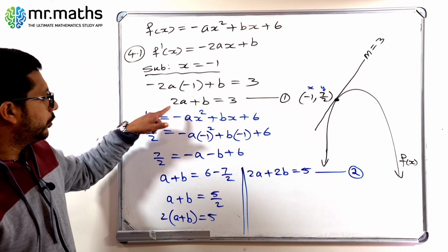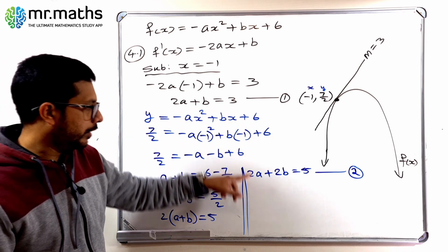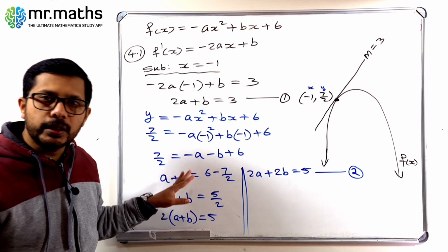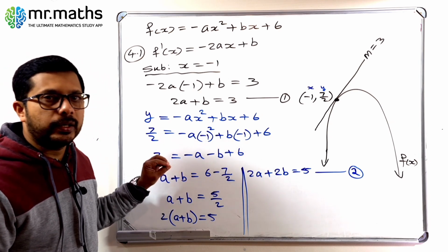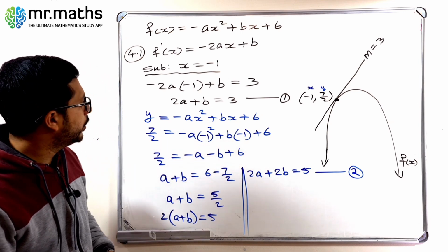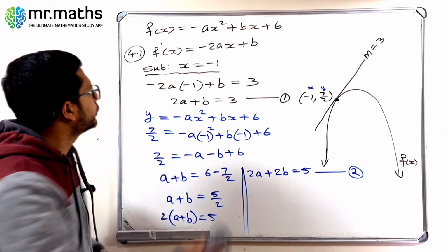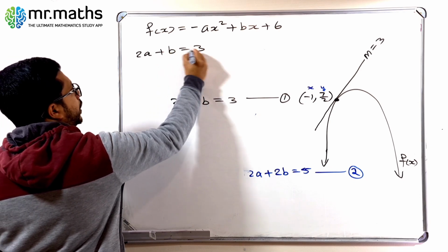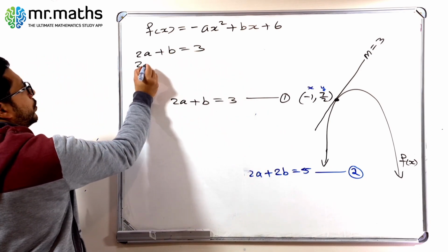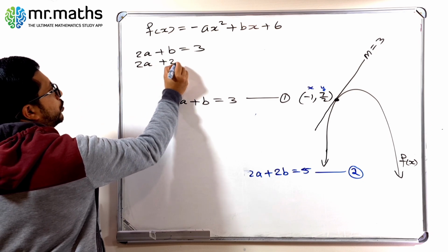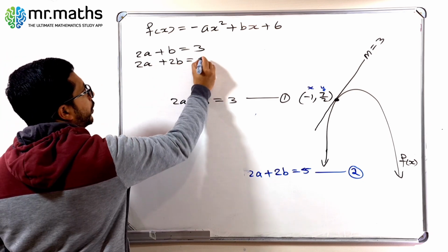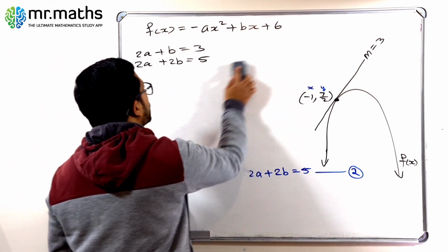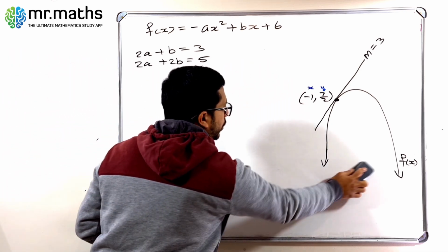So now we got two equations, 2a plus b is equal to 3 and 2a plus 2b is equal to 5. Okay, so those who didn't write this one, pause the video and write this one first. Okay, now I'm going to erase this part. The first is 2a plus b is equal to 3, and the second equation is 2a plus 2b is equal to 5.